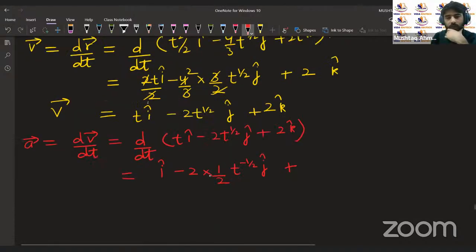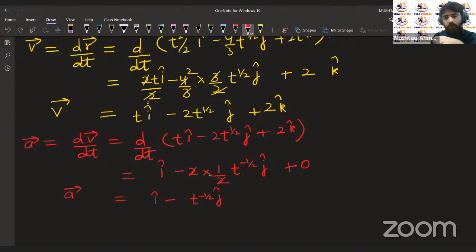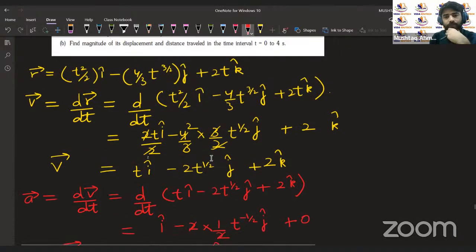So we'll be left with, and the differentiation of this constant 2 k̂ is equal to 0. The 2 and 2 will again cancel out, and we'll be left with î − t^(−1/2) ĵ. So this will be the acceleration of this particle, correct?